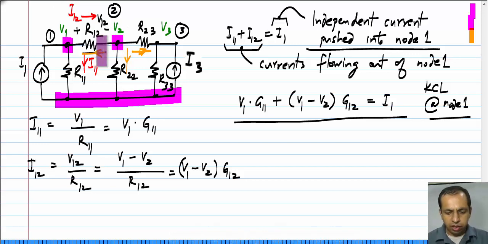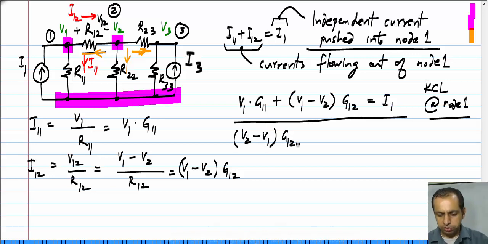So, what is the current through R12 in this direction flowing from right to left? It will be V2 minus V1 divided by R12. Okay. V2 minus V1 divided by R12, which of course is V2 minus V1 times G12. Okay. For nodal analysis, it is a lot more convenient to use conductances instead of resistances while writing down the equations. That is what I am going to use. And by definition, G12 is 1 by R12, G11 is 1 by R11 and so on. Okay.